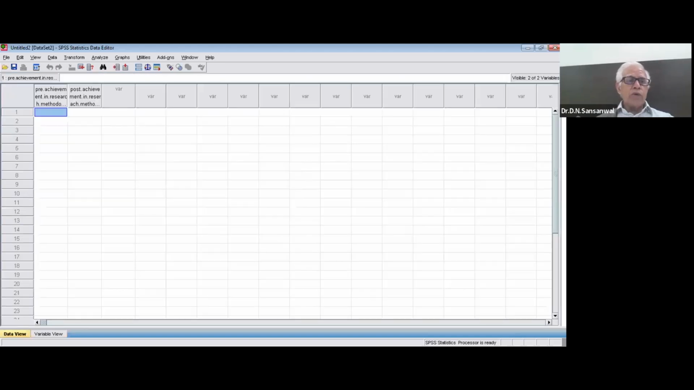Then I go to the data view. Now the name appears here. Pre-achievement in research methodology, post. How much maximum score do you want? What is the maximum score that you want? And minimum score. Is it maximum or minimum? Someone has written 16. Is it minimum or maximum? Tell me the range of the score that you want me to take. I will take that.